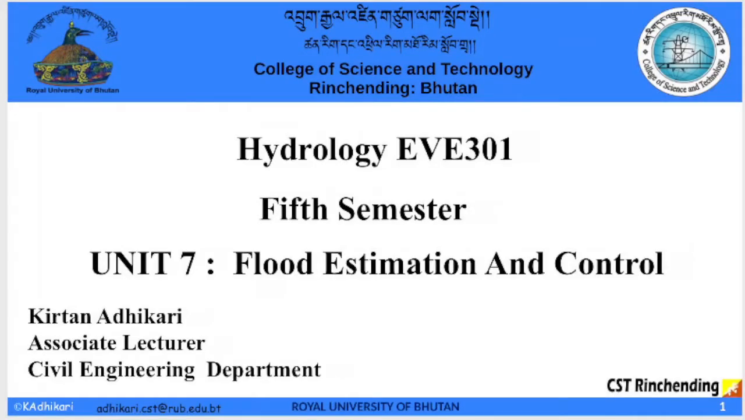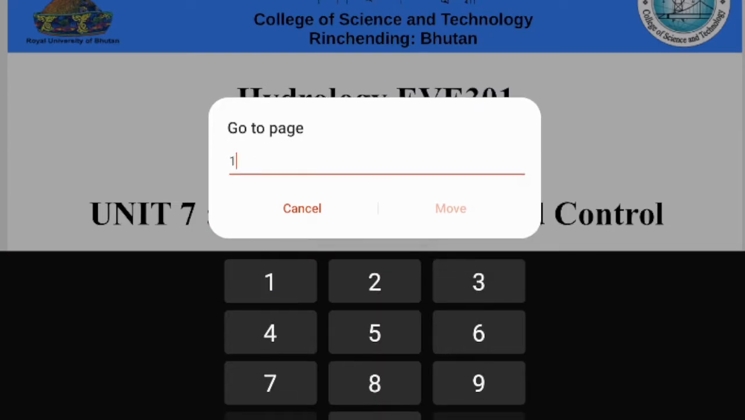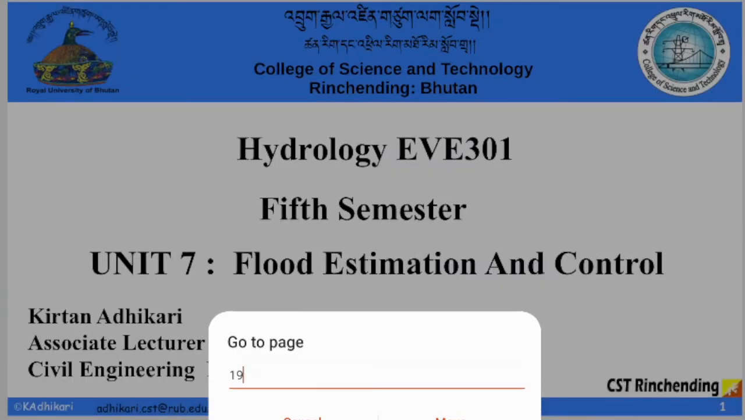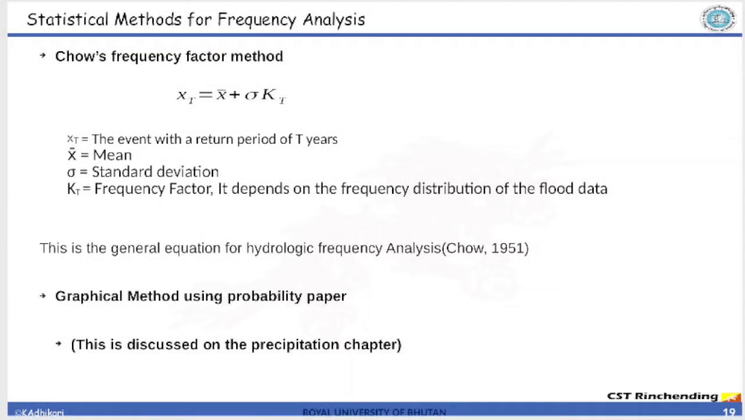Hello students, welcome to the course on hydrology EVE 301, and let's continue our discussion on flood estimation and control. So we have seen in the last class, there are various methods to estimate the peak discharge. Some of the methods to calculate the peak discharge are the rational formula and some empirical equations, and we said the most adopted method is through frequency analysis.